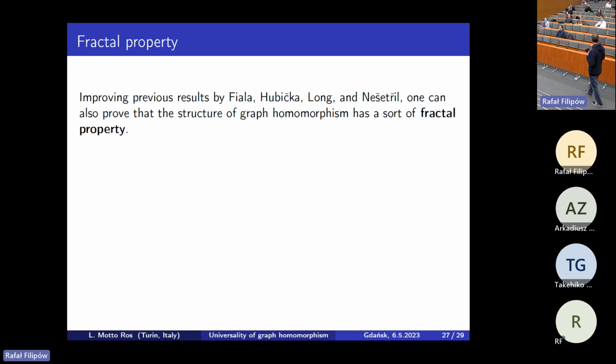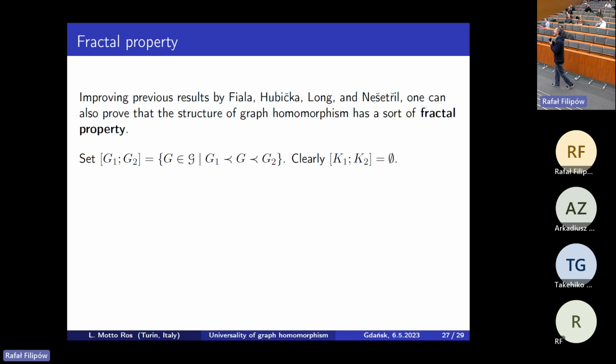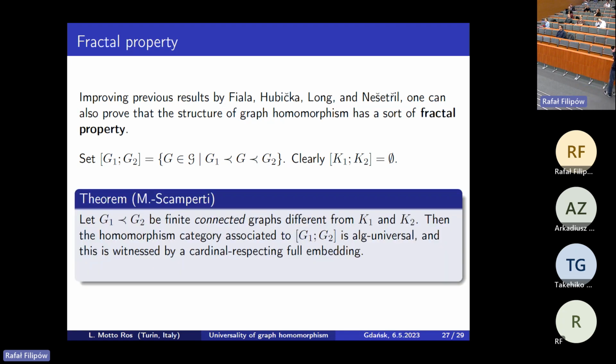And this is a sort of fractal property of the graph homomorphism structure. What do I mean? Okay, you take two graphs, G1 and G2, provided they are not the complete graphs of sizes 1 and 2, in which case there is nothing in between. But if you are not in this case, then you can consider the interval of all graphs between the two, okay? And this interval is non-empty if you are not in the trivial situation. And again, the point is, how complicated is each of these intervals? You have an interval. Are there intervals which are linear, for example, or easy with few elements and so on?